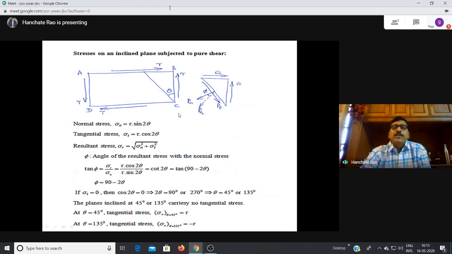Now the same problem, if there is only pure shear stress, sigma x equal to 0 and sigma y equal to 0. Putting sigma x equal to 0 and sigma y equal to 0 in the previous problem, there is only tau. So sigma n is equal to tau sin theta, and sigma tangential is equal to tau cos theta. The resultant stress is the square root of sigma n square plus sigma t square. So simple.